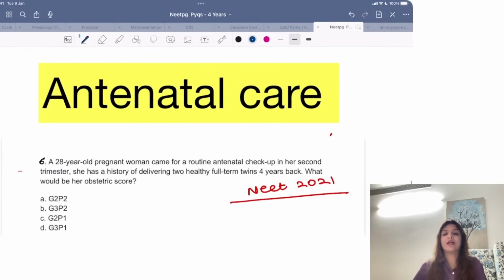Next question, which was related to obstetrical score. The question is, a 28-year-old pregnant woman came for routine clinical checkup in her second trimester. She has history of delivering 2 healthy full-term twins 4 years back. What would be her obstetrical score?